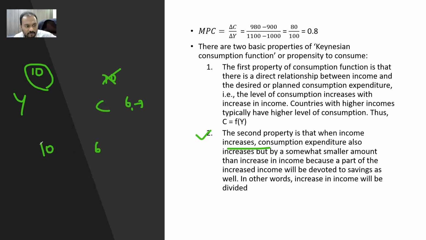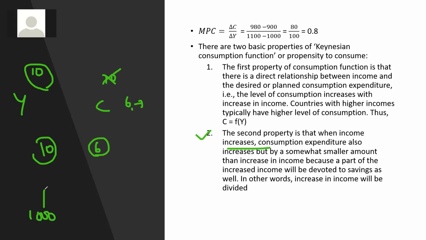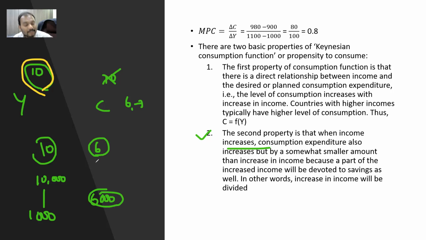If you look at the proportion of change, the proportion of rise in income is much higher than the proportion of rise in consumption. I don't want to confuse you. Let's say your income is 1,000, increasing from 1,000 to 10,000. Is it increasing by 10 times almost? But your consumption is increasing from 1,000 to 6,000 only. So when your income increases, consumption increases, there is no question about it. But income increases by a larger amount as compared to consumption.